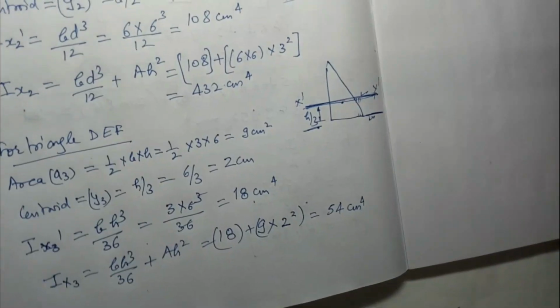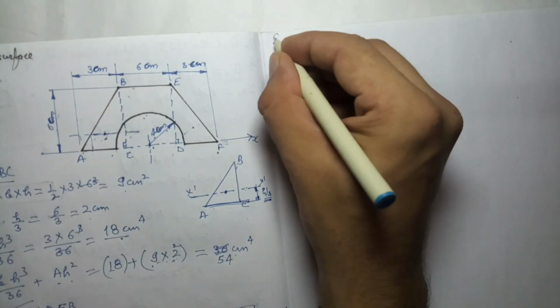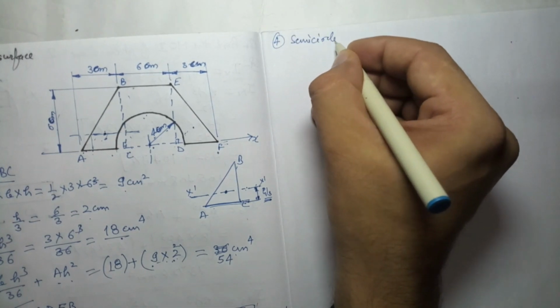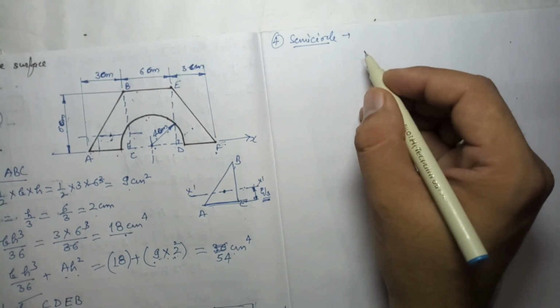So these are the three surfaces. Now we will see the fourth one. What is that? We have to subtract this, so let's go for the fourth surface. That is the semicircle, and we have the values for the semicircle.